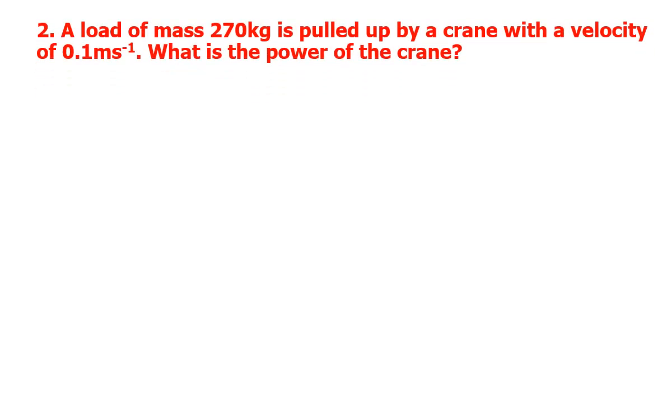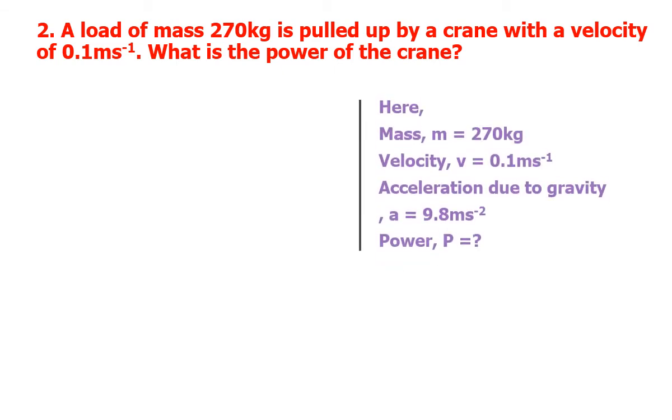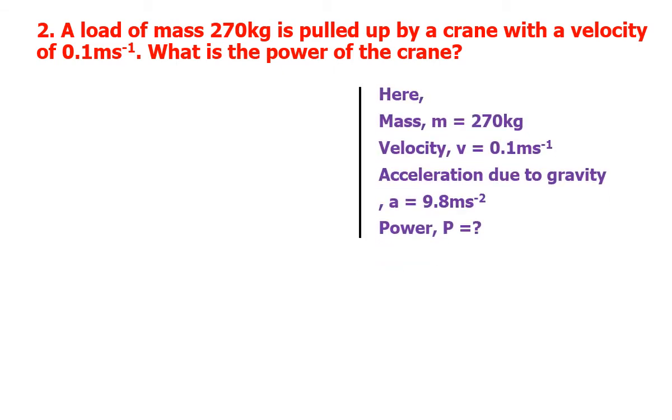Let's see the second question. The second question is, a load of mass 270 kg is pulled by a crane with a velocity of 0.1 meter per second. Then what is the power of the crane? Let's see the given quantities. Mass is given 270 kg, velocity is given 0.1 meter per second, and acceleration due to gravity we have 9.8 meter per second square.